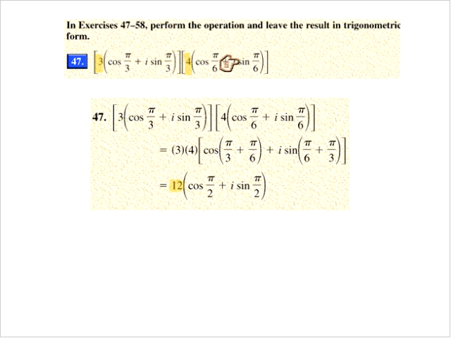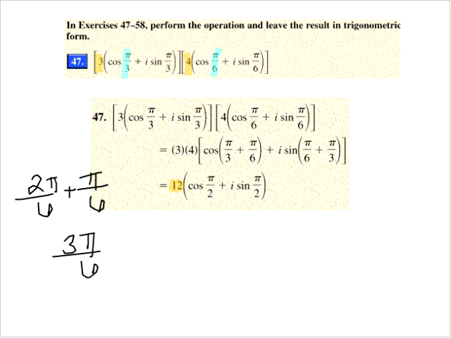But then we're talking about theta. What do we do with the pi over 3 and that pi over 6? Well, because we're multiplying and we want to combine them or condense them, we add. So pi over 3 plus pi over 6, you do need a common denominator of 6 there. So that's 2 pi over 6 plus pi over 6. Altogether, that gives you 3 pi over 6. Reduce that, and we can get pi over 2.